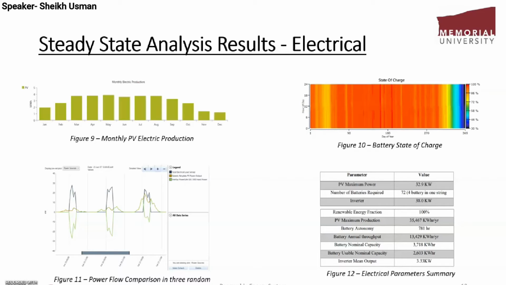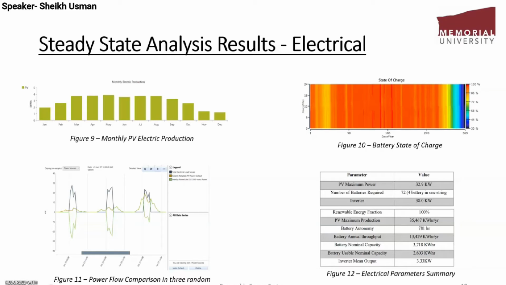The third figure, which is Figure 11, depicts the comparison of the load with relation to the solar panel and the battery. As you can see, when there is excess power, the battery is being charged, and when there is no power from the solar panel, the battery is supplying the power. Last but not least, Figure 12 summarizes all the electrical parameters that came out of the design analysis.